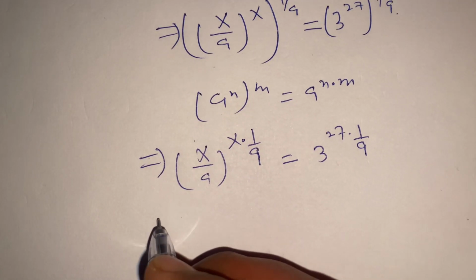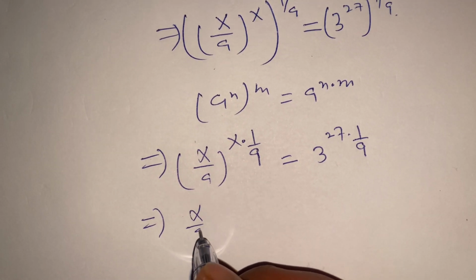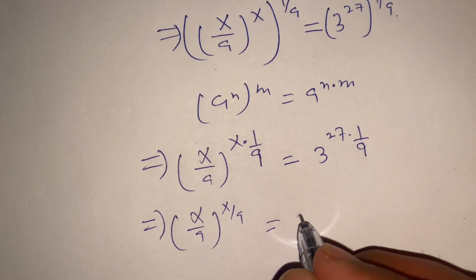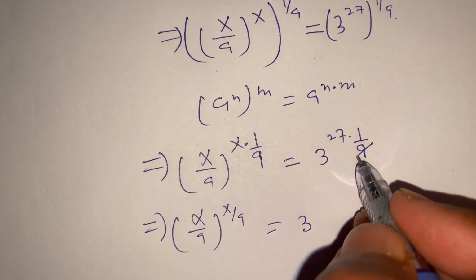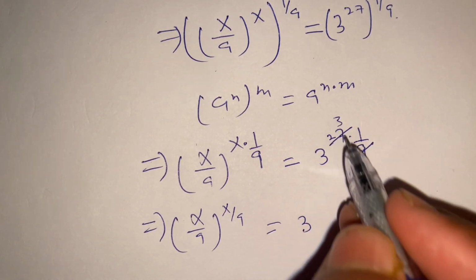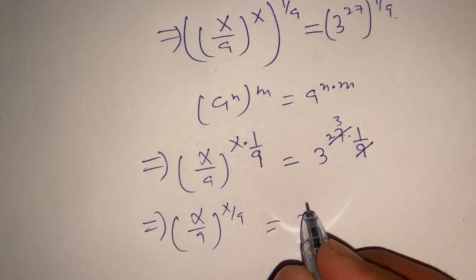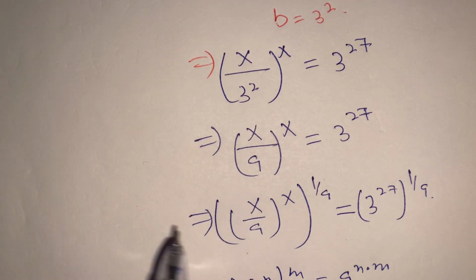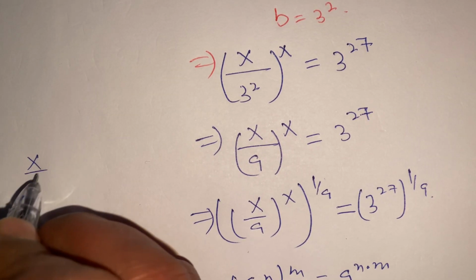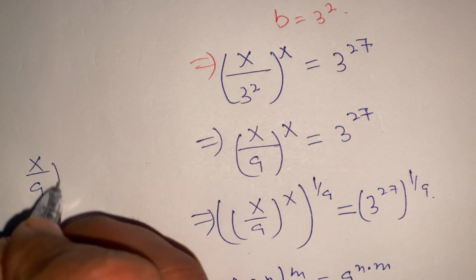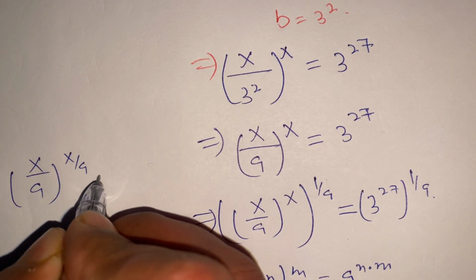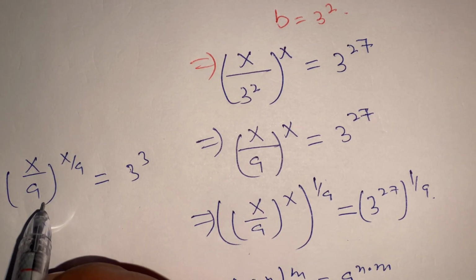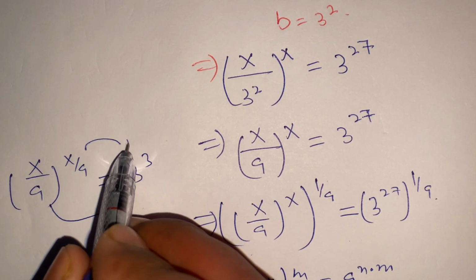Now it is equal to (x divided by 9) whole power (x divided by 9), is equal to 3 power, and 27 divided by 9 becomes 3, so we are left with only 3^3. Now it is (x divided by 9) whole power (x divided by 9), is equal to 3^3. Now we can compare either base to base or power to power.